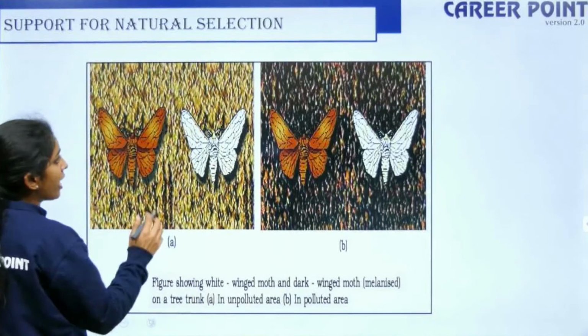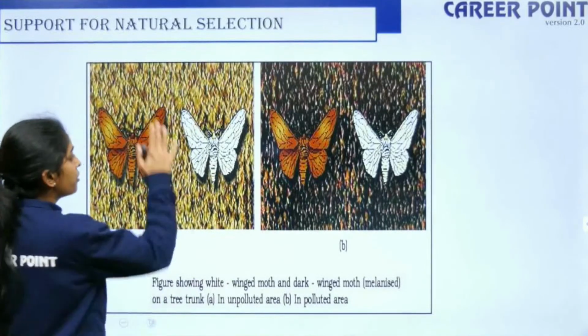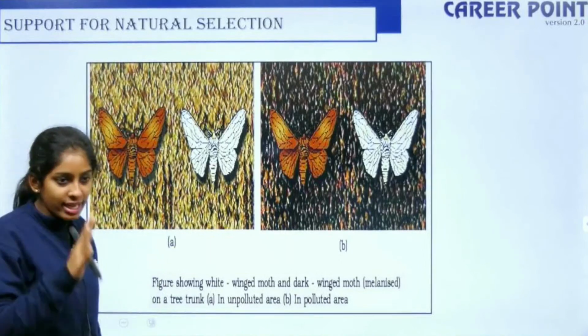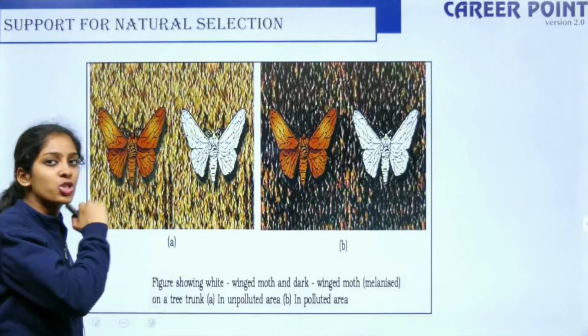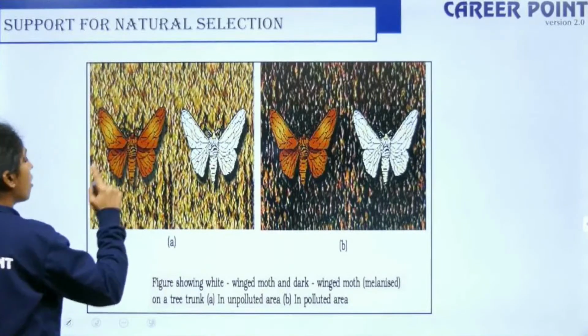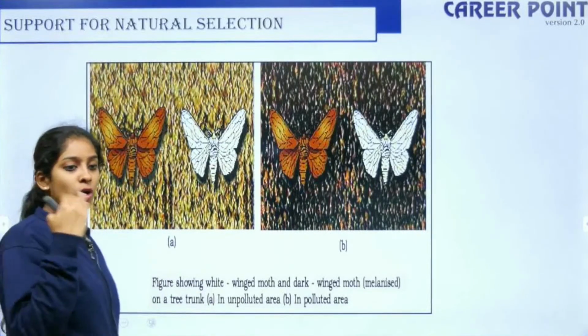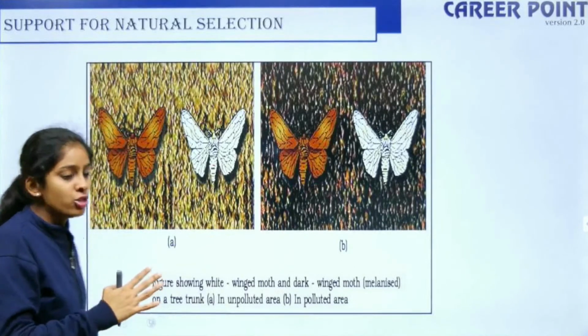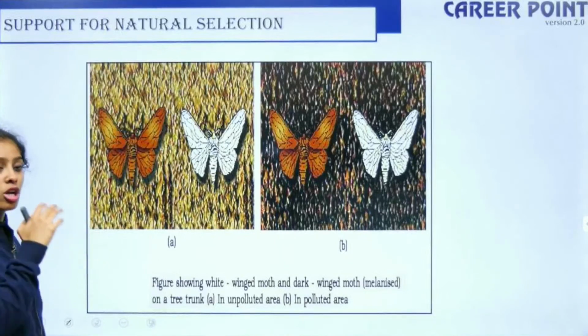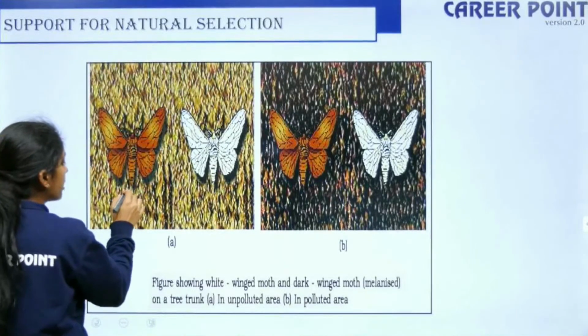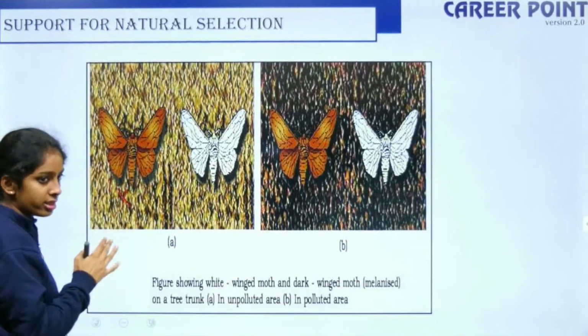Initially, before there was pollution, the bark of the tree was clean enough that the white moth was camouflaged on the bark and the brown moth was brightly visible because of the contrasting background. So it was an easy prey for a lot of predators. So the population of the brown winged moth went down.